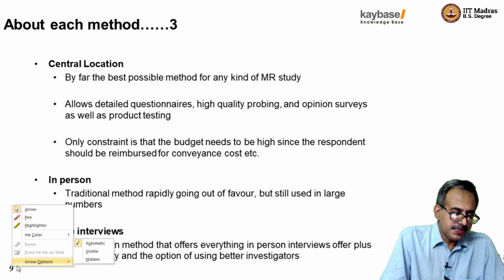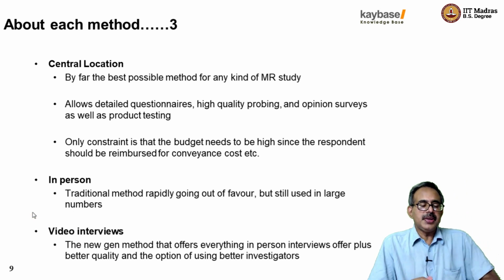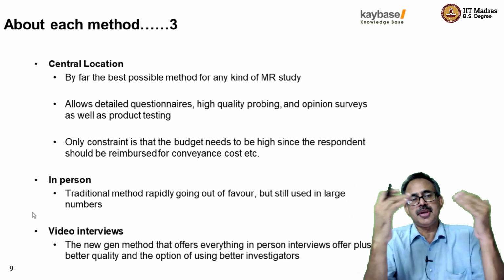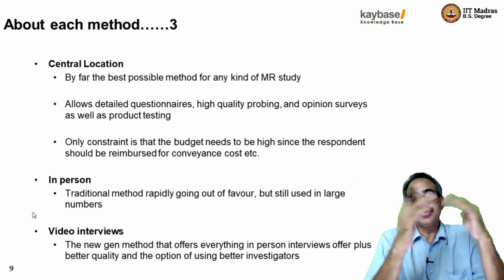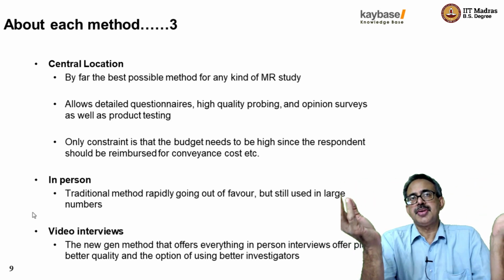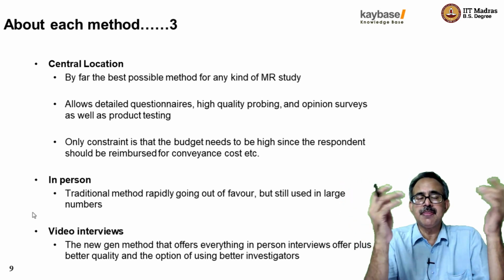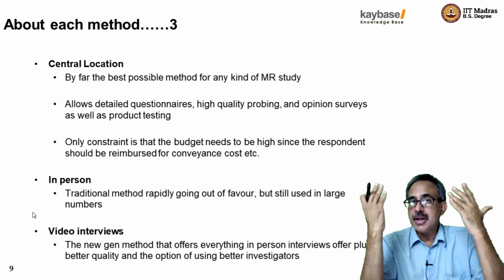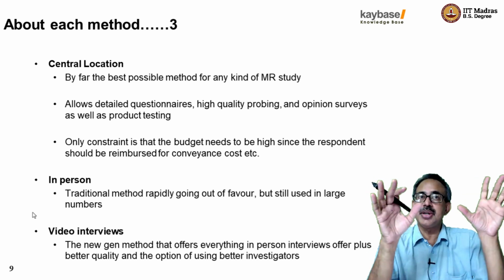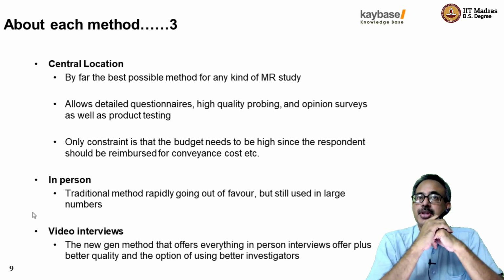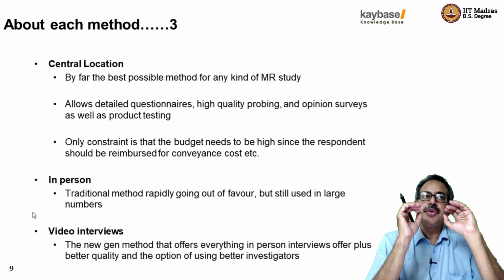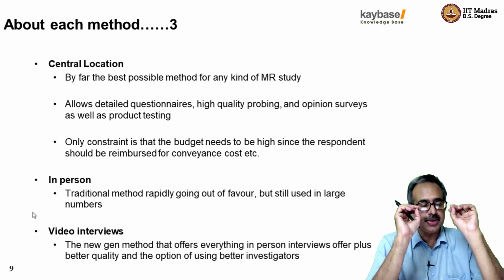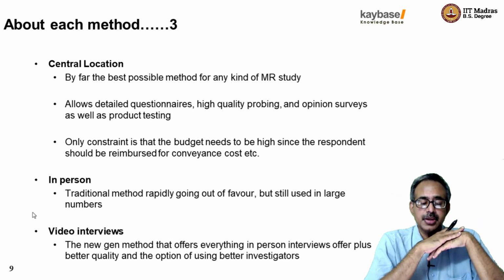Central location. Believe me, this is by far the best possible method for doing market research. You have called the respondent to a central venue. You have booked his or her time for 20 minutes or half an hour or 40 minutes as the case might be, right? And you've made them sit comfortably. There could be air conditioning, there could be a fan, there could be a good seat, you can have a cup of coffee, right? This is when the respondent is physically comfortable and mentally relaxed to really participate in a survey.